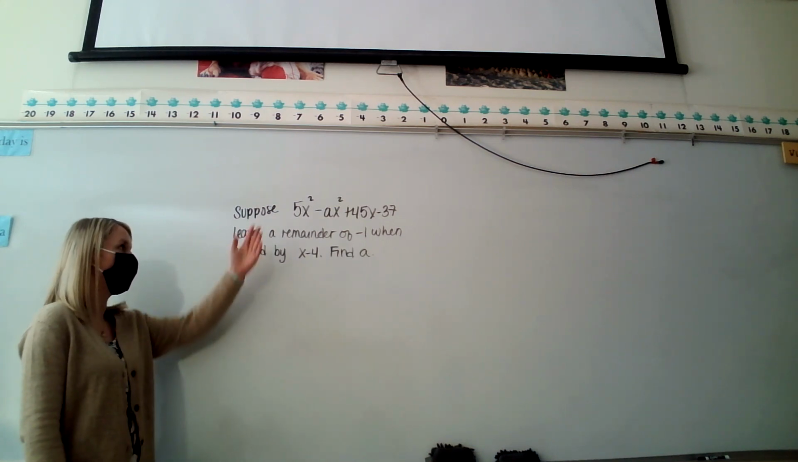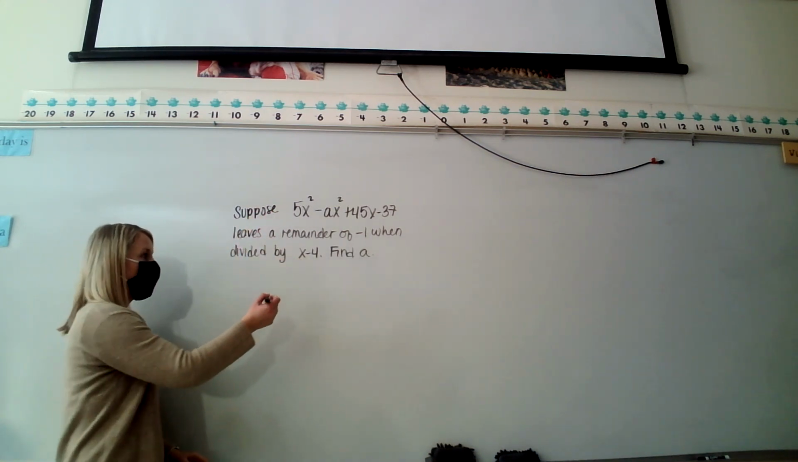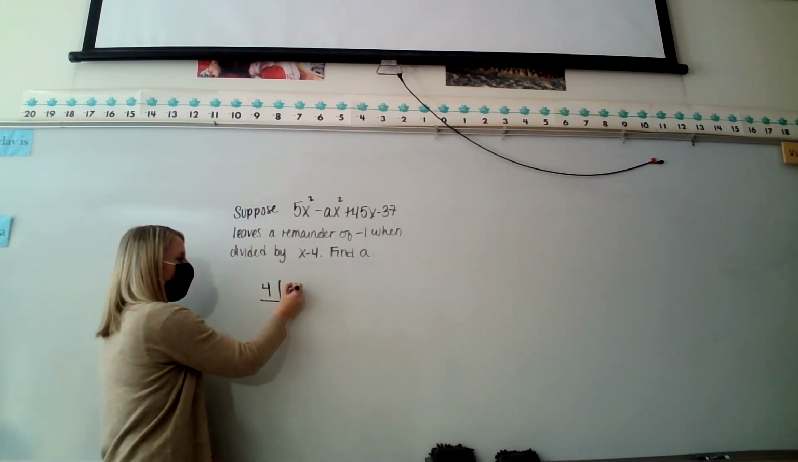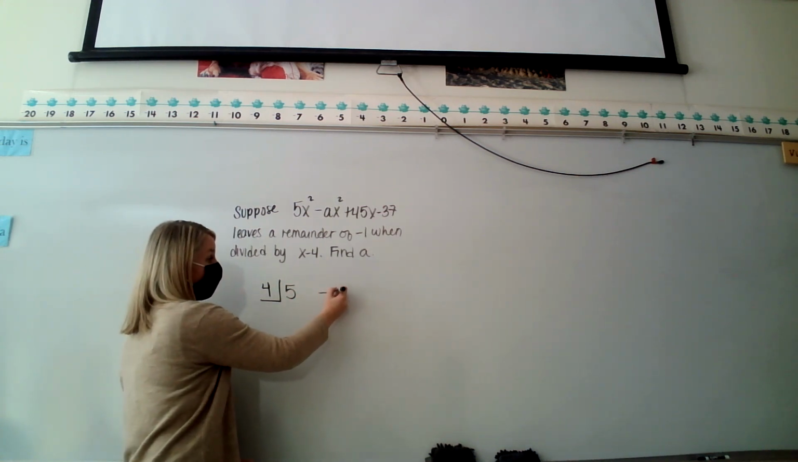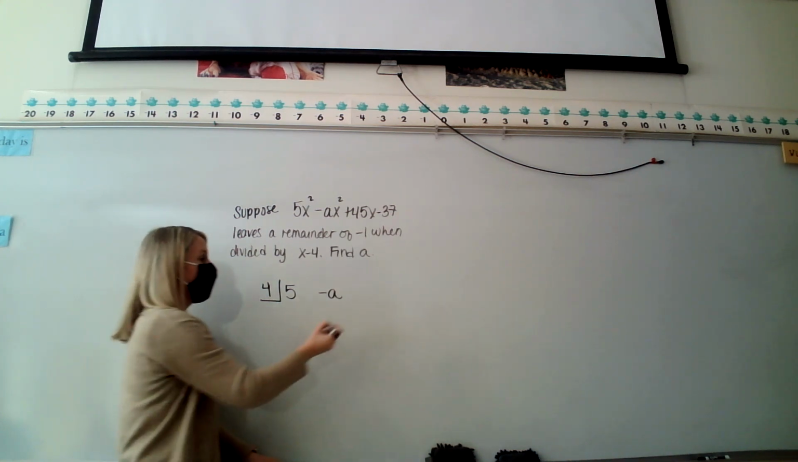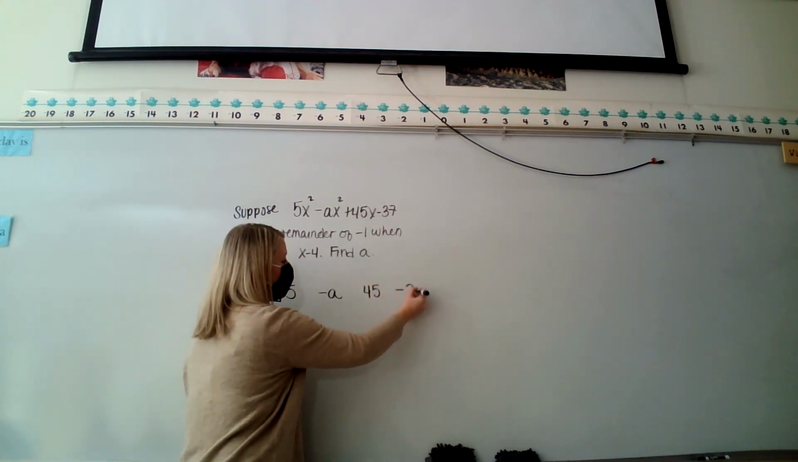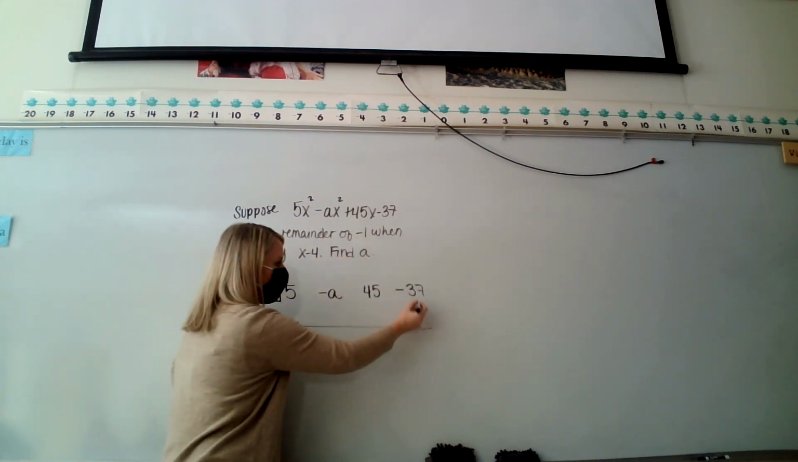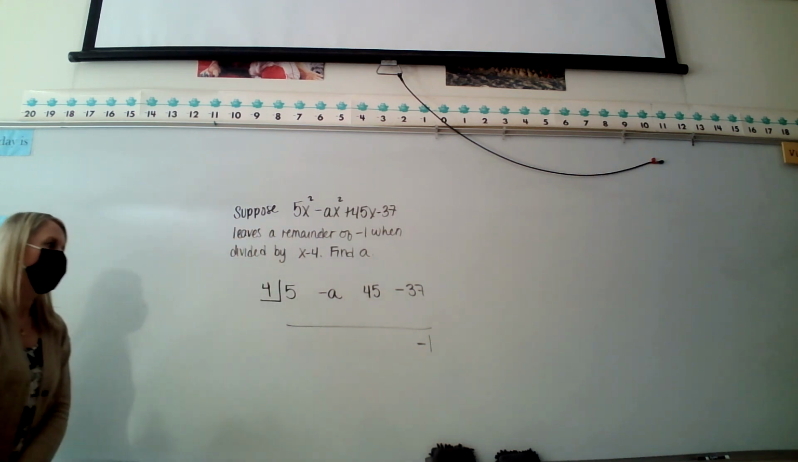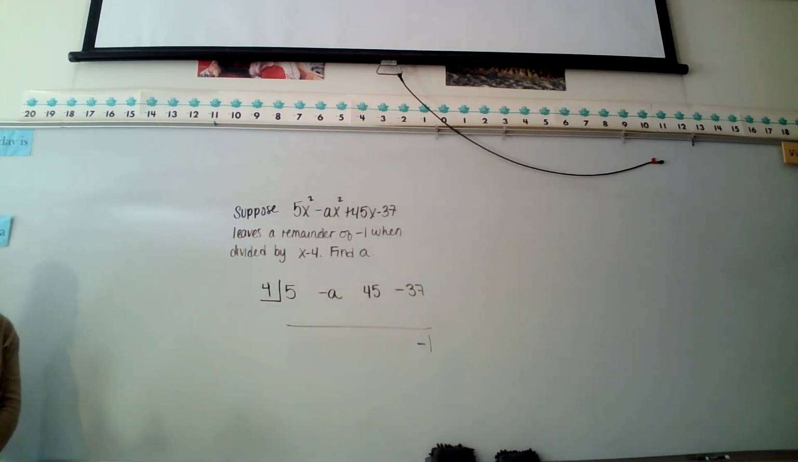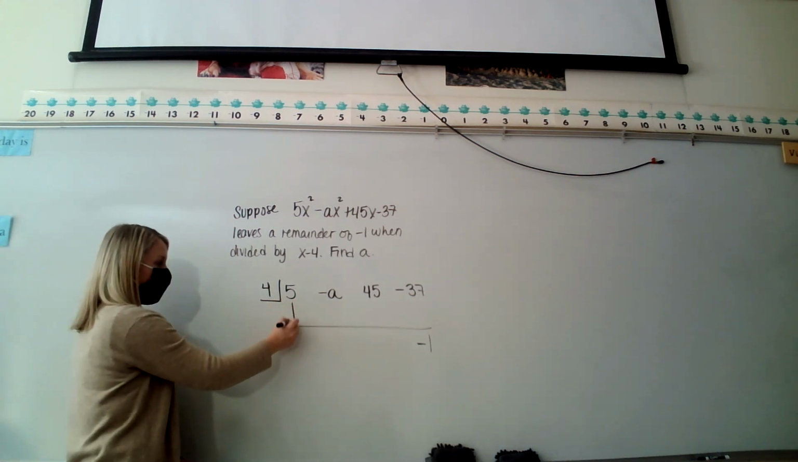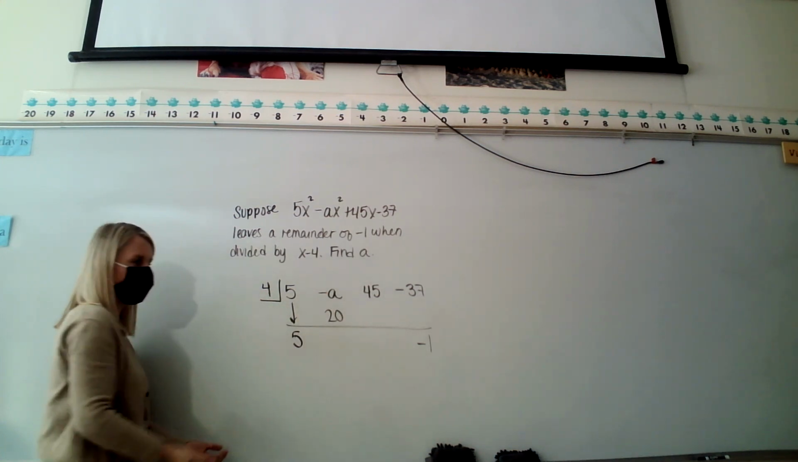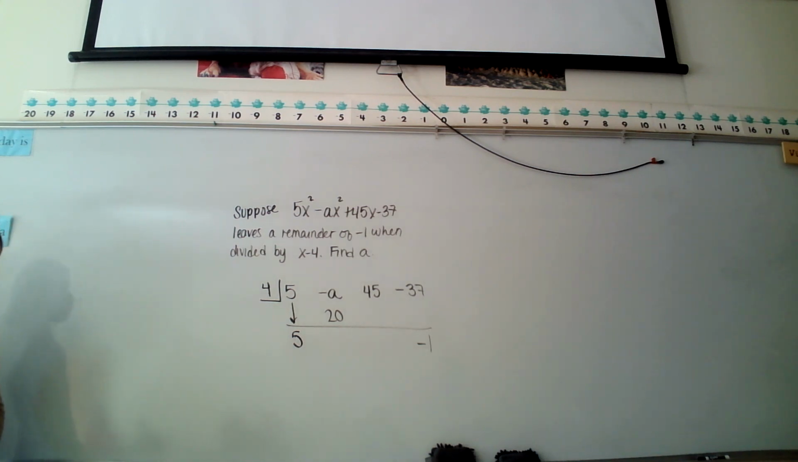So I say, okay, I have this polynomial and I know I'm dividing it by something, so let's set that up. I'm going to use synthetic division because it's a nice linear factor. So I'll put a 4 here, and then my coefficients: 5, negative a (our main goal is to find out what that is), 45 and negative 37. The other thing I can fill in is there's a remainder of -1, so my remainder goes here. If I started normally, I would bring the 5 down and do 4 times 5 is 20, but then I'm stuck, because it's negative a plus 20, and I don't know what it's going to equal.